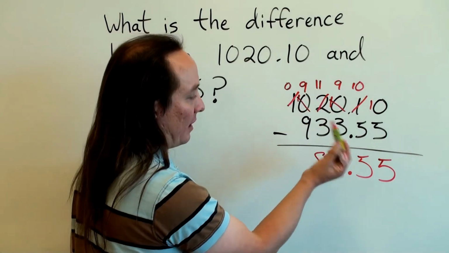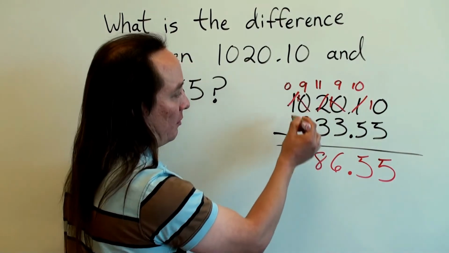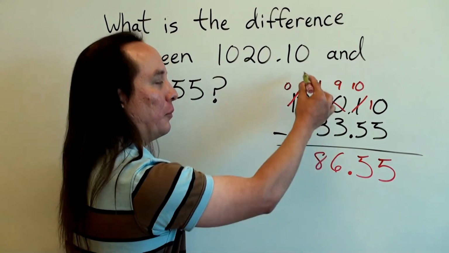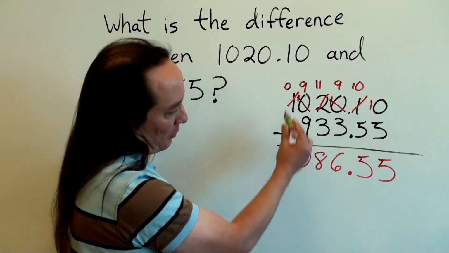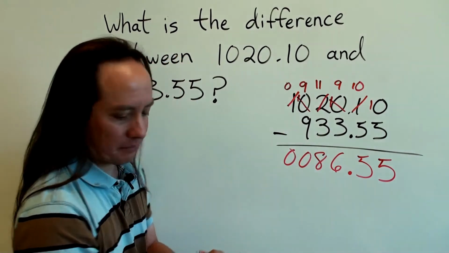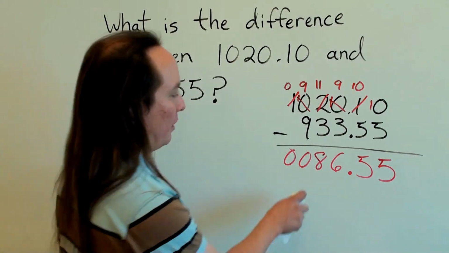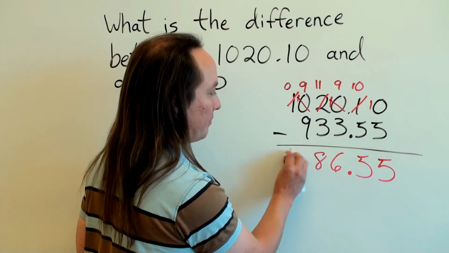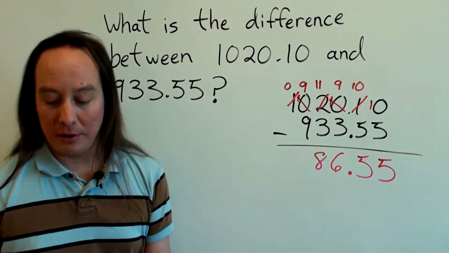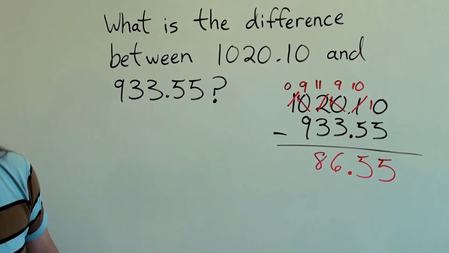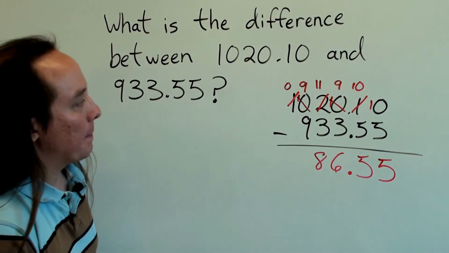And 9 minus 9 is 0. I don't have to put 0, and 0 minus 0 is 0. The reason why I don't put the 0 is because they're both going to be zeros, okay? That's the only reason why I wouldn't put it. But anyway, so it's going to be 86.55 if I did it correctly, okay?